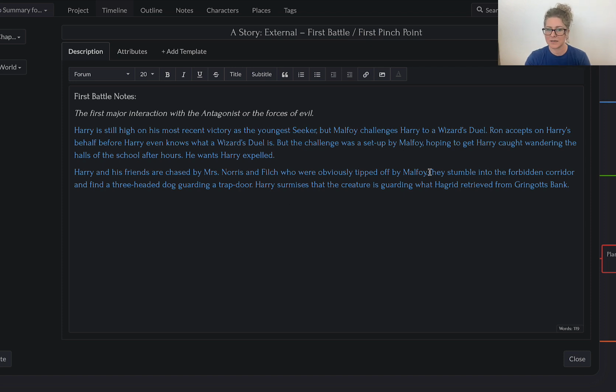They stumble into the forbidden corridor and find a three-headed dog guarding a trapdoor. Harry surmises that the creature is guarding what Hagrid retrieved from Gringotts Bank. So we've got our first battle, our first pinch point. We are hitting on Malfoy, but we are also running into the main conflict where they're also going to be facing another antagonist, which is Voldemort. And so Harry is starting to put some pieces together that are really important for solving this problem.